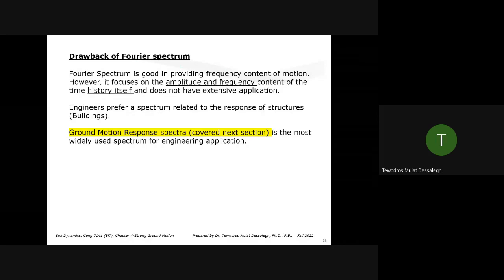Drawback of Fourier spectrum. You can get a Fourier spectrum, but it's not that much helpful. That's not what engineers want. It tells us to determine the cutoff frequency, but it doesn't go beyond that. It tells us the amplitude and the frequency, but there is another spectrum, which is called the ground motion response spectra. This has much application, and we're going to focus on that one.